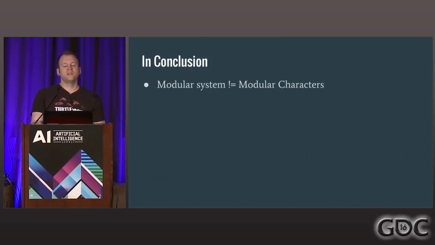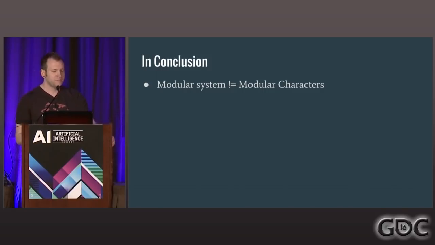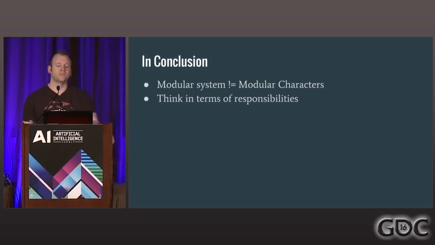So, in conclusion, modular systems don't really mean you're making modular characters. Even though you're using a modular system, it may be implementing those modular pieces in a very unmodular way. You should really think in terms of responsibilities. When you find something that isn't modular, I guarantee you've got some sensing in your deciding or some deciding in your acting. Crossing that responsibility boundary is a sure way to shoot yourself in the foot.